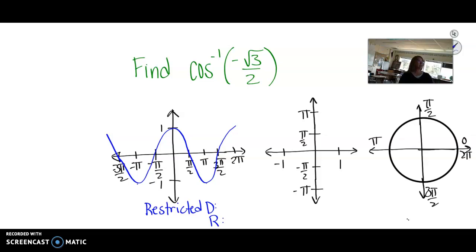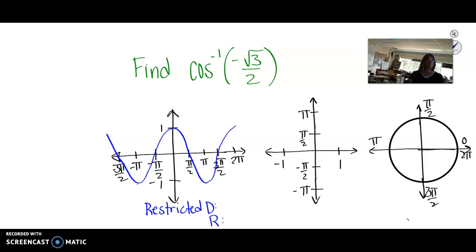Hi guys. On the last video I got cut off in the middle of the last part of explaining this problem, so I just wanted to come back and hit this a little bit more. Finding the cosine inverse of negative square root of 3 over 2.